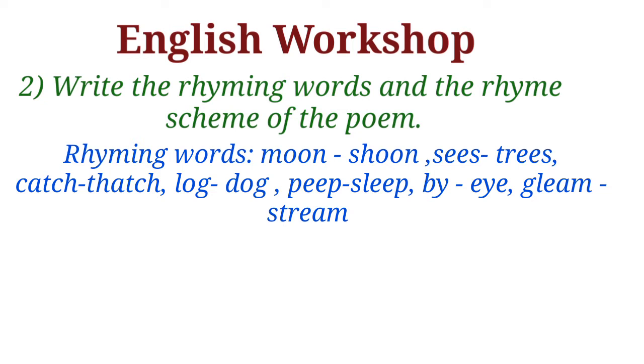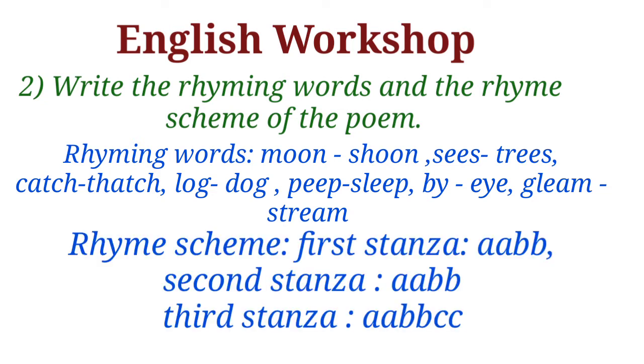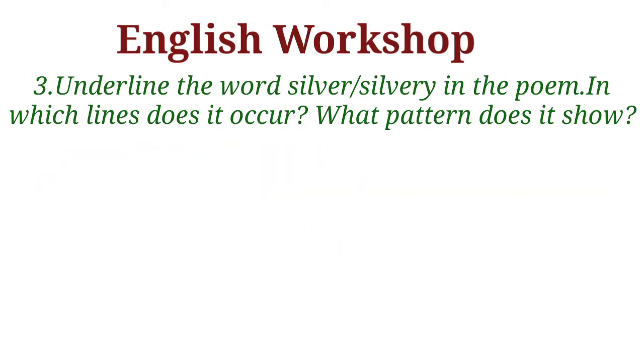Now we'll write the rhyme scheme of the poem. In this poem, the rhyme scheme of the first stanza is A B B. The rhyme scheme of the second stanza is A B, and the rhyme scheme of the third stanza is A B C C.